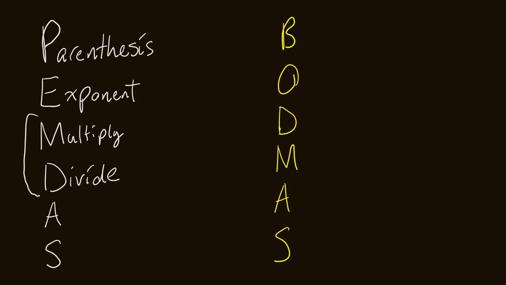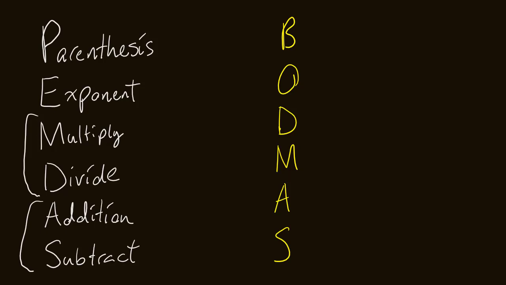The same can be said for addition and subtraction, which is what A and S stand for. It doesn't mean that you always add first and then subtract. You just do what appears left to right in the equation. So maybe subtraction will show up first, maybe addition will show up first. You just do whatever shows up first from left to right.